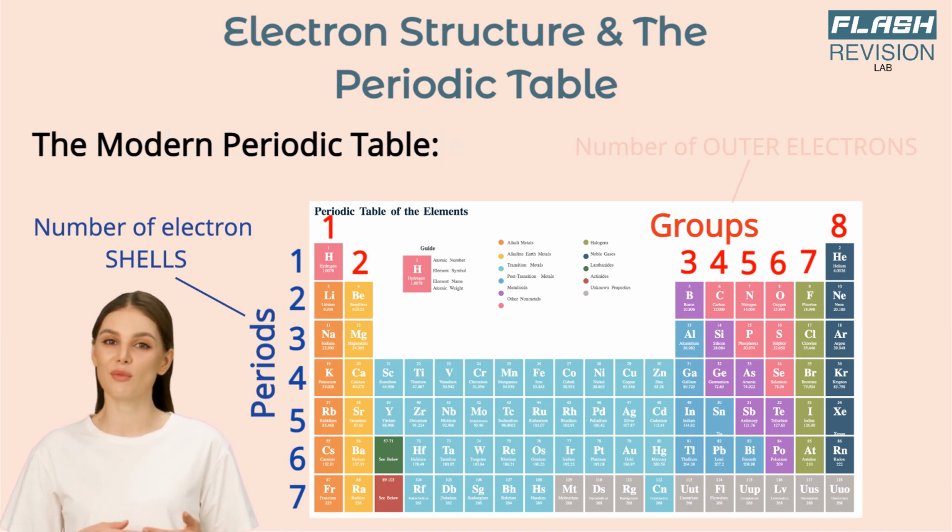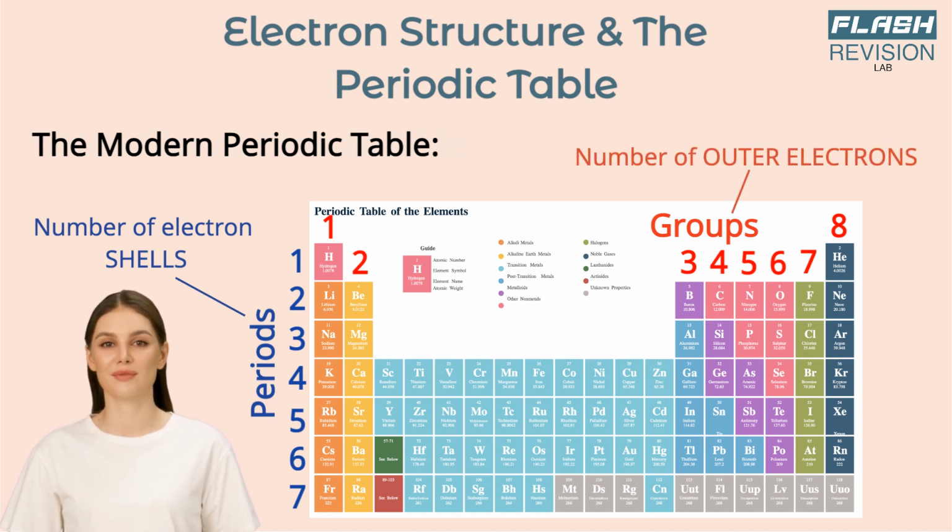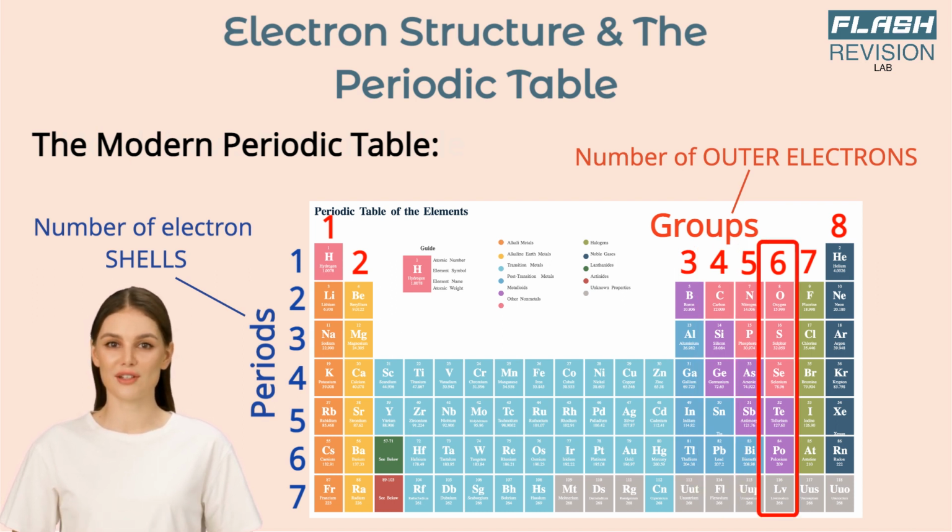Groups represent the number of outer electrons in an atom. They're numbered from 1 to 8, with a final group also called group 0. So, group 4 elements have atoms with 4 electrons in their outermost shell, while group 6 elements have atoms with 6.